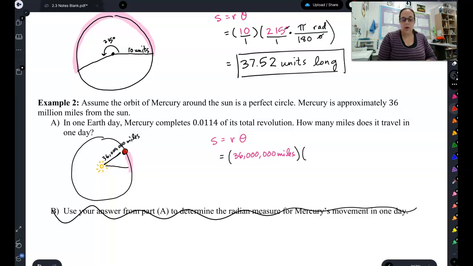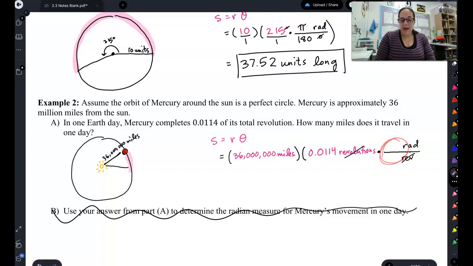And the theta it gives me is 0.0114 revolutions. That's how much of the revolution it goes around. Now we know theta must be in radians. So once again, I'm going to multiply by a complicated looking 1 to convert this from revolutions to radians. So I'm going to put revolutions on the bottom so they'll cancel, and radians on top because that's what I want to end up with.